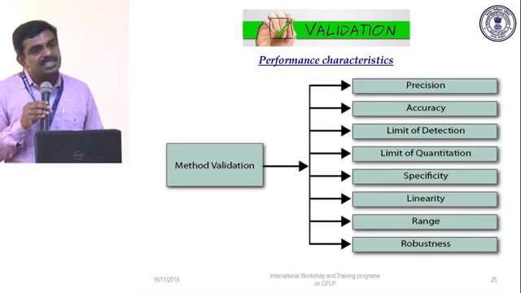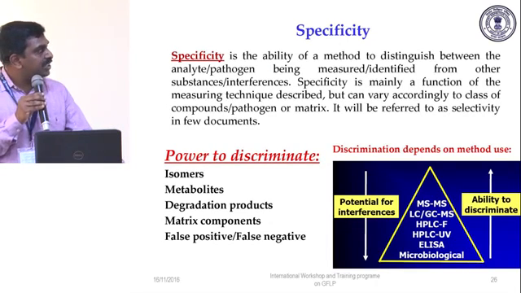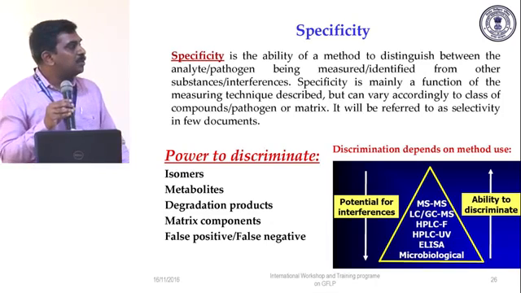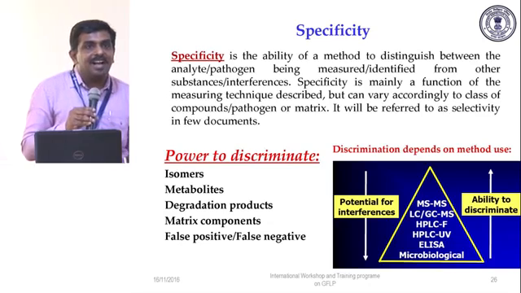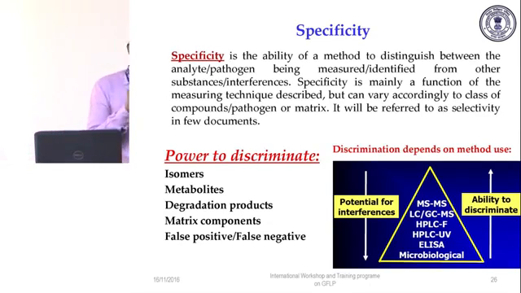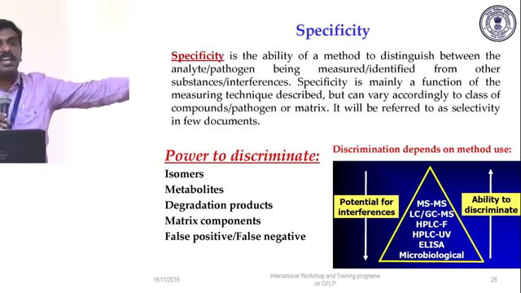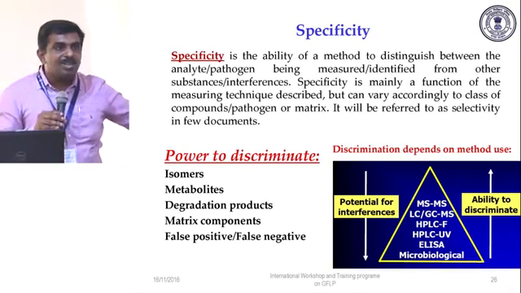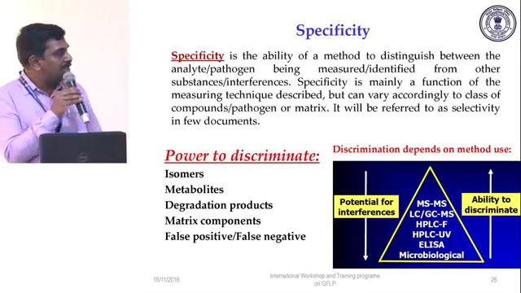Again, specificity. These definitions are just to make you understand what specificity is: the ability of a method to distinguish the analyte being measured from others or interferences. It's generally what we do. The ability to discriminate also changes with the analytical equipment you use. In the right slide you can see, from microbiology to the MS you use, they have the ability to discriminate. But interferences also increase and decrease based on the analyte and the instruments you are using.